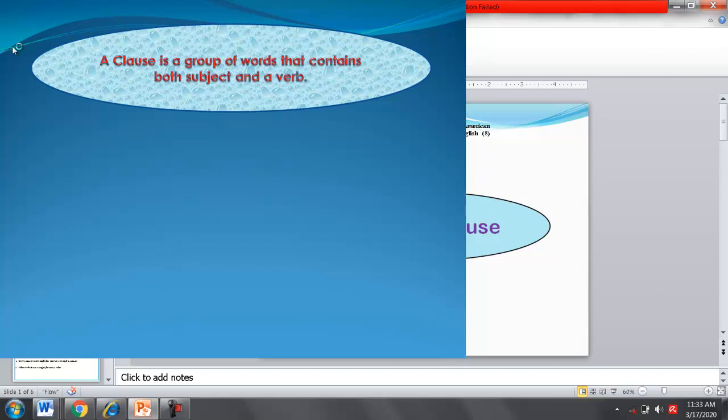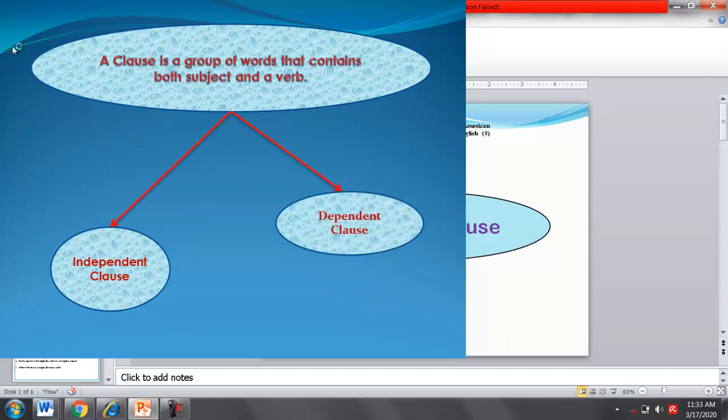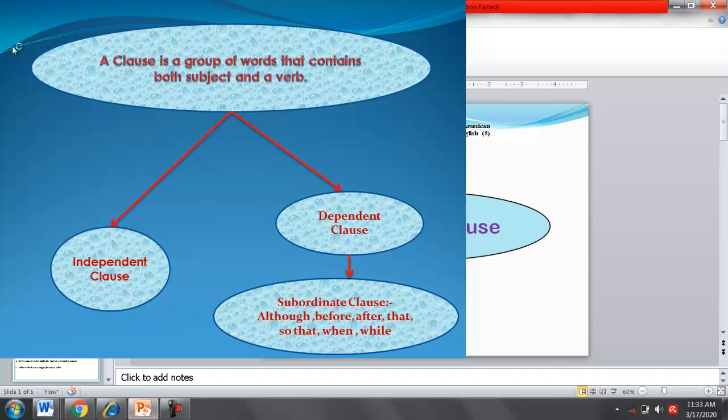When you speak about clauses, we have two types. The first type over here is the independent clause. And the second type will be the dependent clause. Whenever you see a dependent clause, you have to know that something called a subordinate clause will be attached to this part. And when you speak about subordinate clauses, we're speaking about words like although, before, after, that, so that, when, while, and some other words.